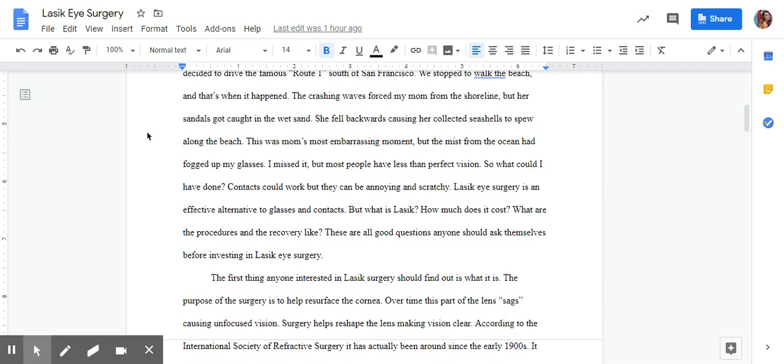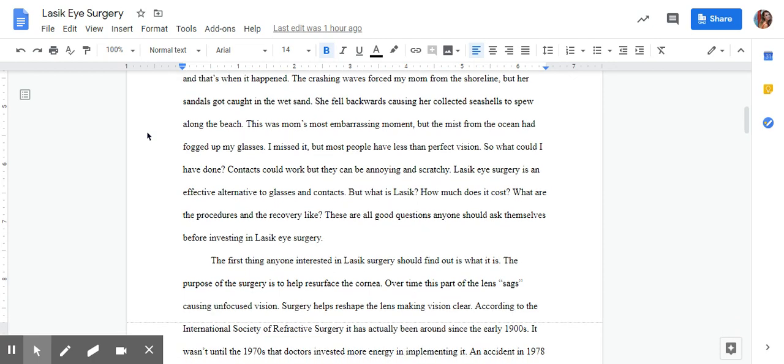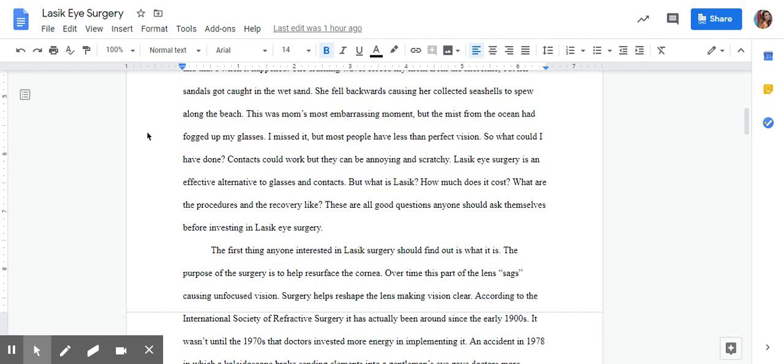I missed it, but most people have less than perfect vision, so what could I have done? Contacts could work, but they can be annoying and scratchy. LASIK eye surgery is an effective alternative to glasses and contacts. But what is LASIK? How much does it cost? What are the procedures and the recovery like? They're all good questions anyone should ask themselves before investing in LASIK eye surgery.